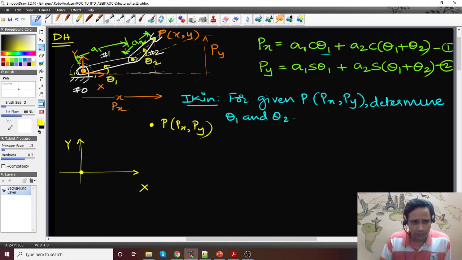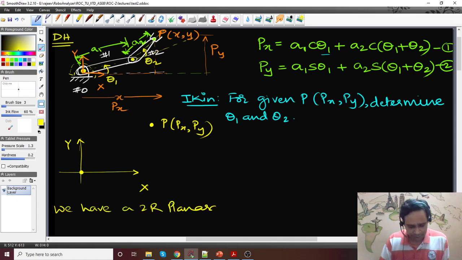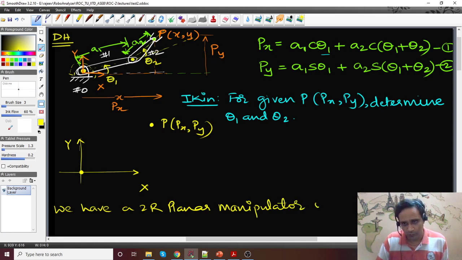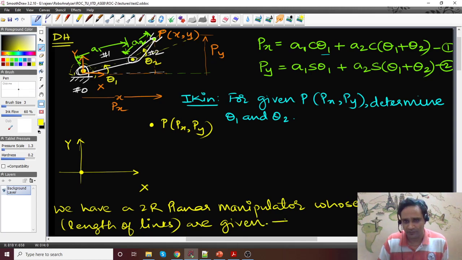Now we have a robot, a 2R planar manipulator, whose link lengths A1 and A2 are given to us. That means you already have a robot whose dimensions are fixed, not changing.